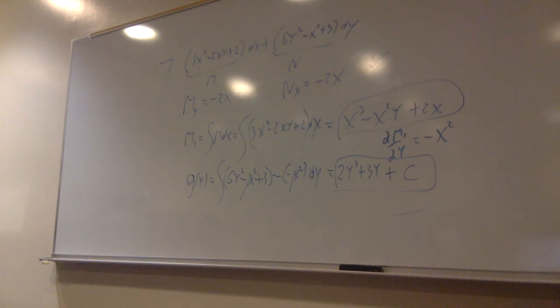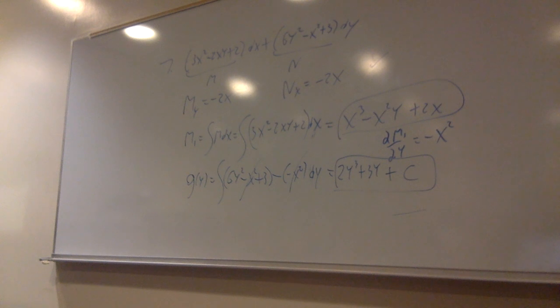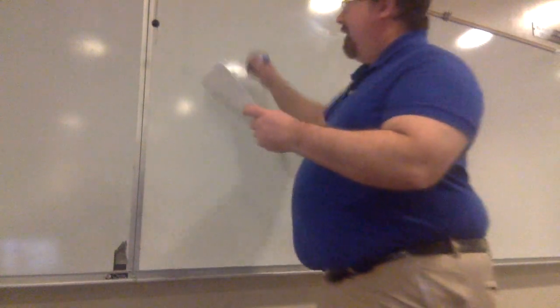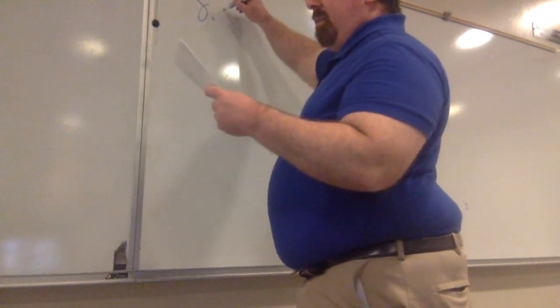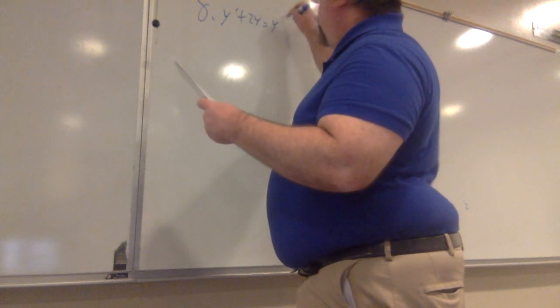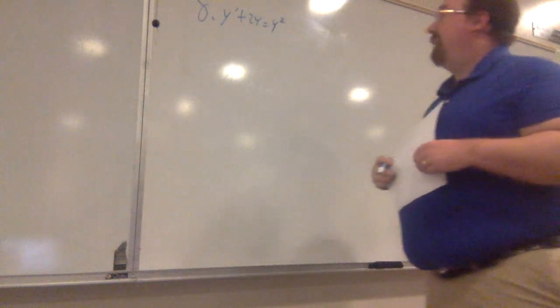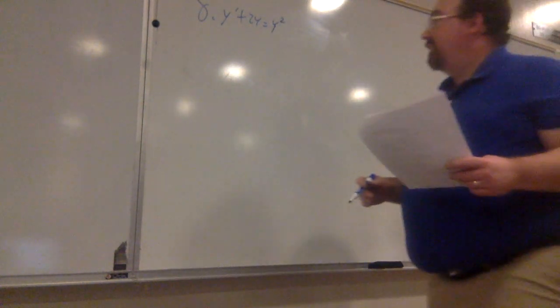Admittedly, the bonus was a bit of a curveball. That's why it was a bonus. Because it uses a similar idea as one of the previous problems, but with a twist. y prime plus 2y is equal to y squared. So it cannot be handled as is. This is a nonlinear equation.